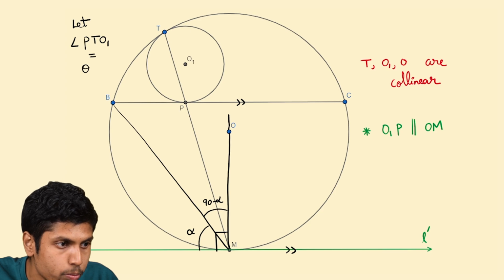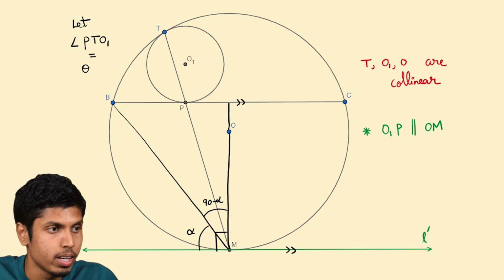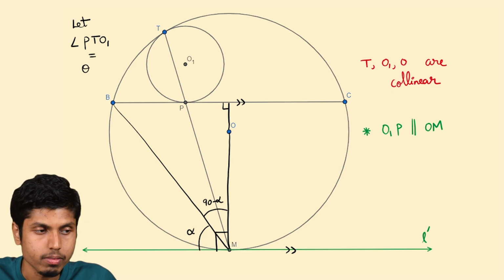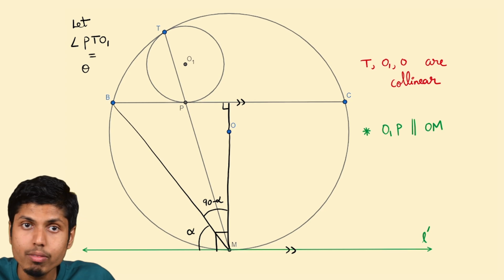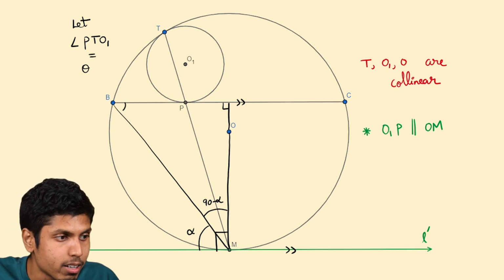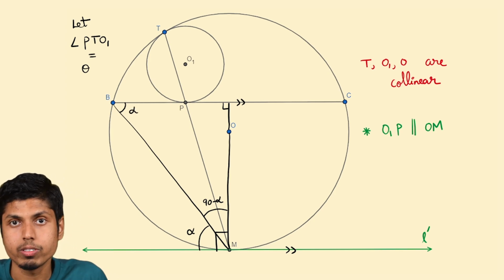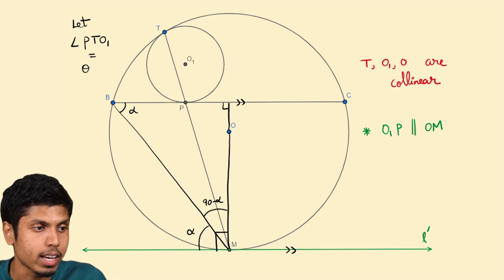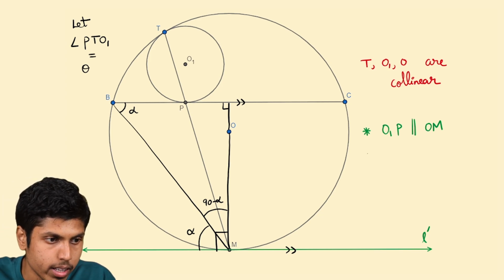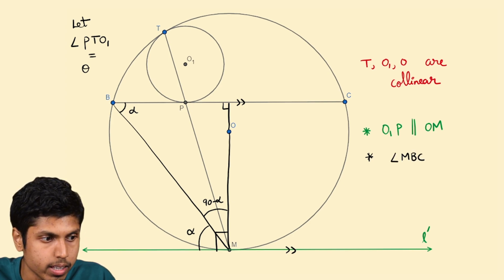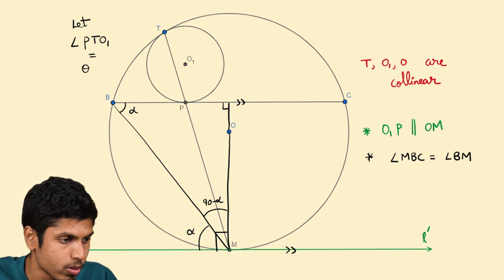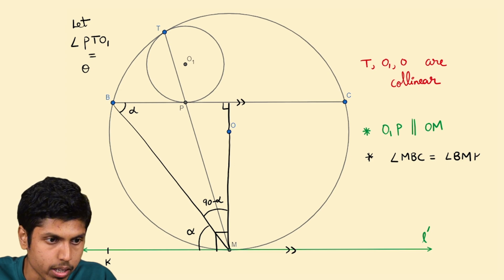Now extend MO beyond O to intersect the chord BC. Since we derived that L prime and BC are parallel, this will also be 90. Alright, so if it's 90 minus alpha and 90 degrees, the angle at B, which is MBC, would then be alpha. The sum of angles of a triangle being 180 will imply that angle MBC is alpha. Thus, we derive that angle MBC equals the angle BMK, where we call this point K.